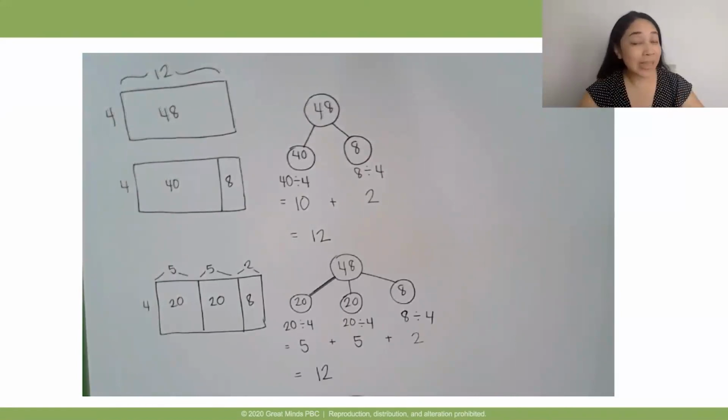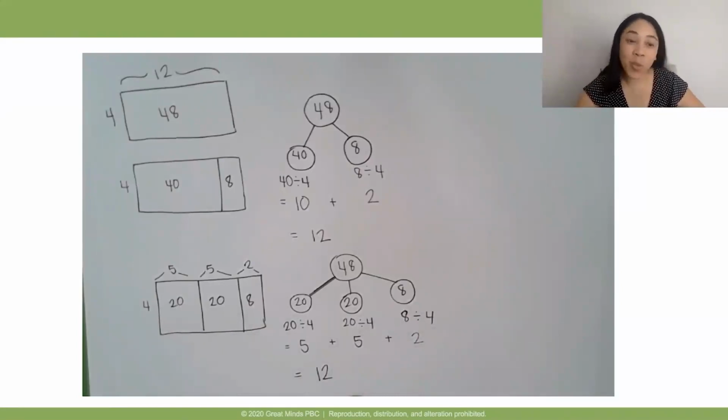Welcome back. Go ahead and take a moment to compare your work with mine. You'll notice that the number bond contains 3 parts this time: 20, 20, 8. And that matches the parts of our rectangle.